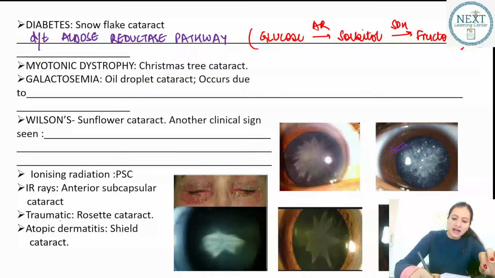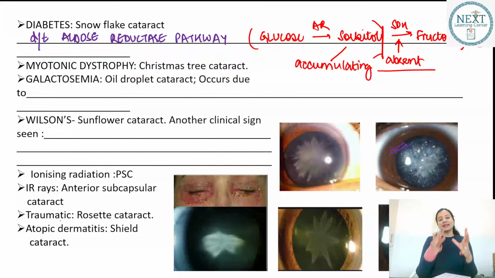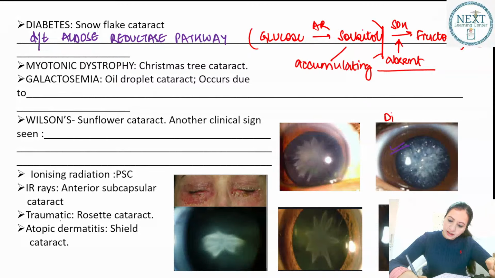But what happens in diabetes? This is absent due to osmotic stress. So what will happen? Sorbitol will keep on accumulating, and this accumulation of sorbitol will lead to movement of water inside the lens, that will lead to the formation of cataract. This is your diabetic cataract, that is characteristically snowflake.